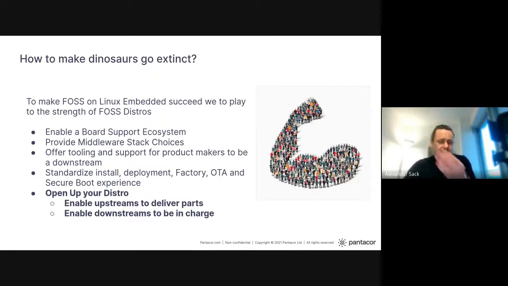And similarly, these other tooling and management items need to be solved. Right? Let's find common and standardized ways to do an install across distros. Let's find common and standardized ways across distributions to get deployment, over-the-air updates, factory process, and secure boot done and dusted. Right?